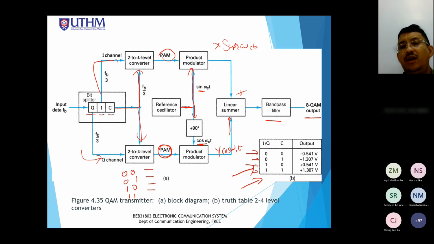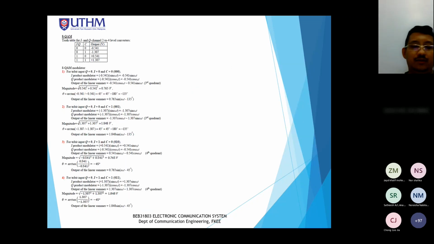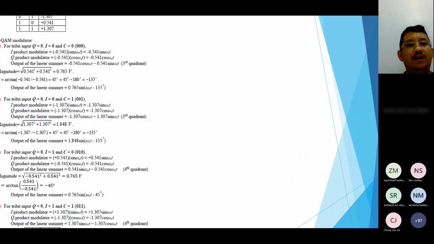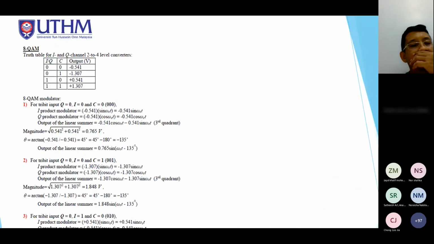So how do we determine the output? We asked this previously in the quiz a few semesters ago. So let me explain about the table and the process that happens at the transmitter. This is the truth table for the I and Q channel.